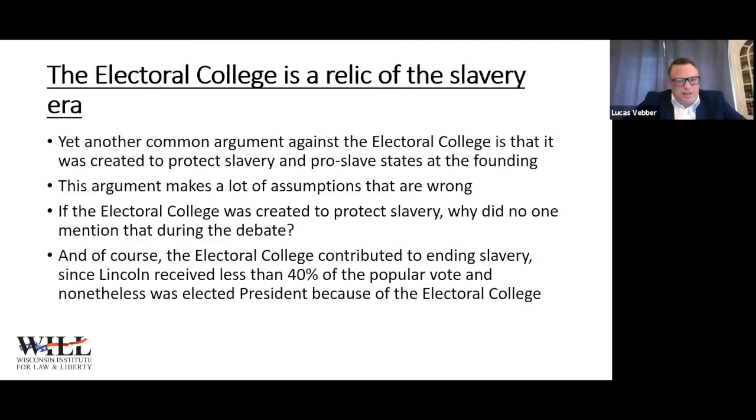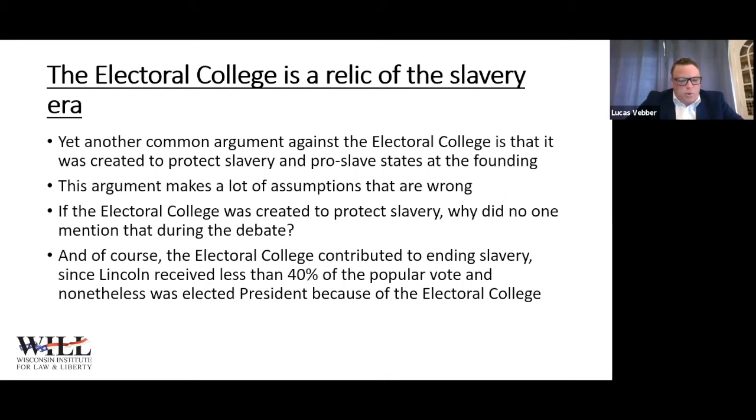Lastly, the argument that the Electoral College is a relic of the slavery era is a pretty easy one to debunk. At ratification, a number of the southern states were actually opposed to the Electoral College as an institution and idea. Also, during the ratification debate, nobody brought up that the Electoral College was created to protect slavery. It was never mentioned by anyone during ratification. Surely would have been if that was their motivation for it.